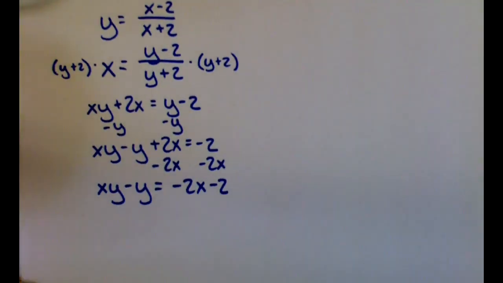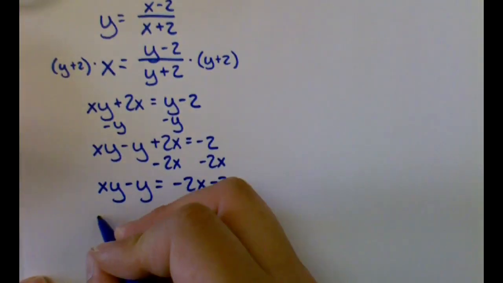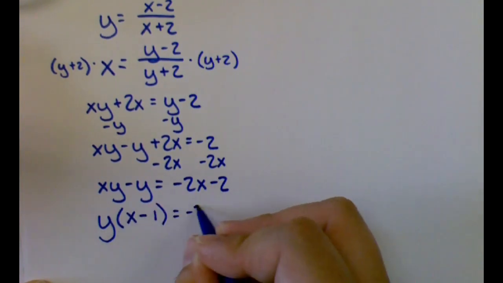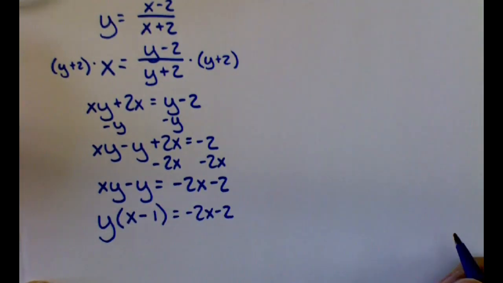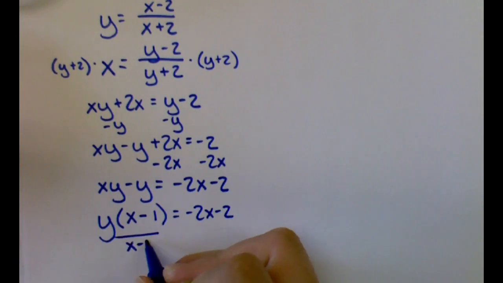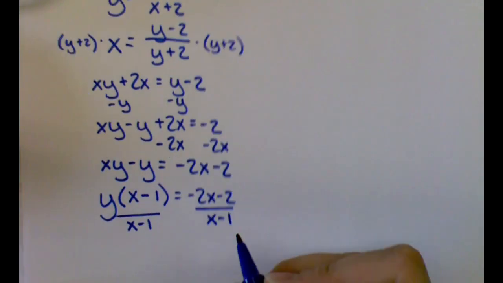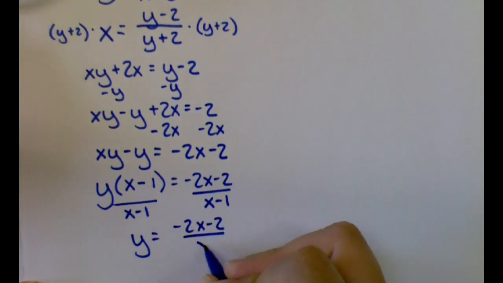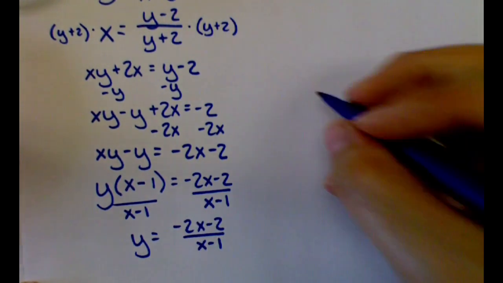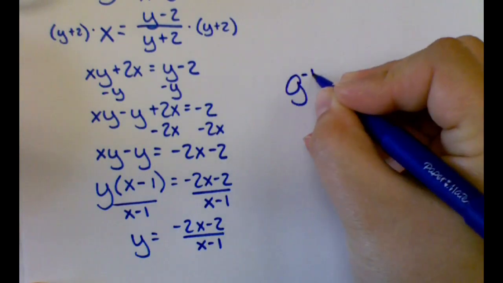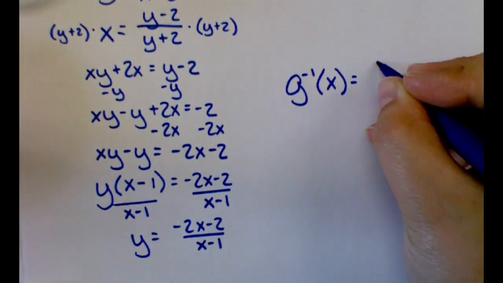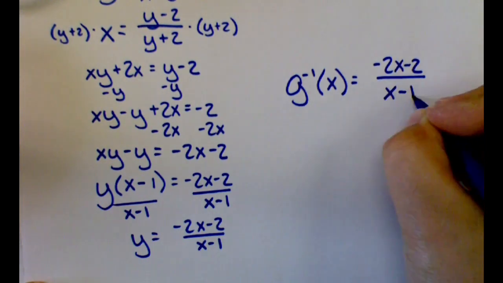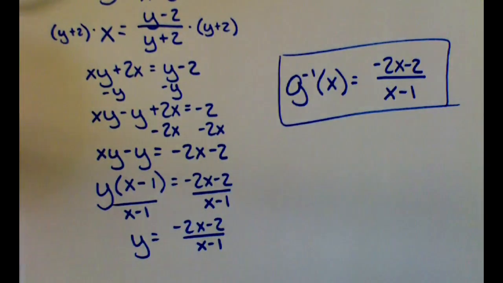Then we factor out a y from these two terms. That leaves me with x minus 1. And then I can divide by x minus 1, leaving me with y equals (-2x minus 2) over (x minus 1). So my inverse, which is g inverse of x, is (-2x minus 2) over (x minus 1).